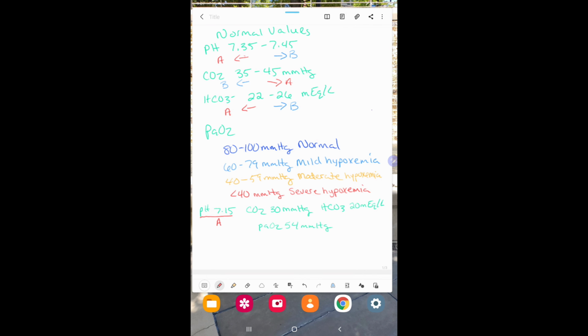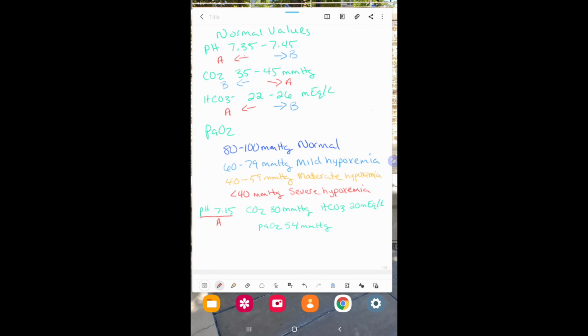Then I'm going to look at your CO2. It's at a 30. Okay, looking at your normal values, it's going to the left as well, but this is considered a base. So I'm going to put a B. Okay. Finally, you're going to look at your bicarbs. It's at a 20. It's also going to the left. So this means that it's an acid. All right. And then just looking at your PaO2, you have a 54. That falls within the moderate range. So I'll just put mod right there, just like that.